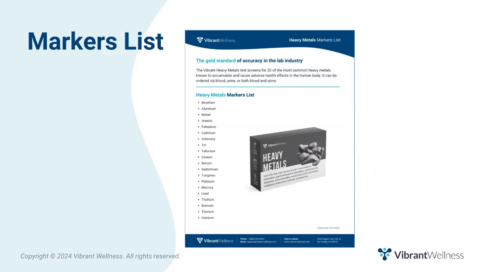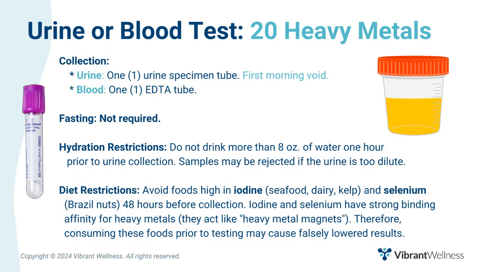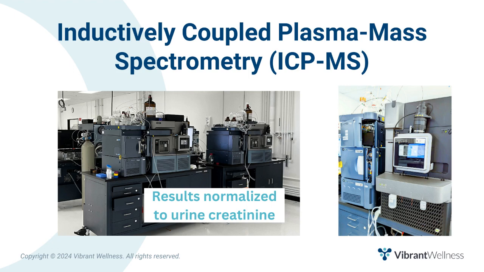Vibrant's Heavy Metals test measures the levels of 20 heavy metals. The heavy metals test can be ordered as a blood and/or urine test and measures heavy metals present in the blood or excreted in the urine, respectively. Regardless of the collection method, we use ICP-MS, inductively coupled plasma with mass spectrometry.